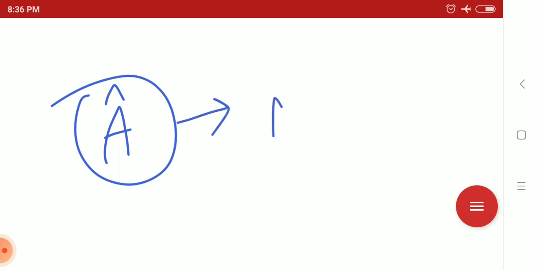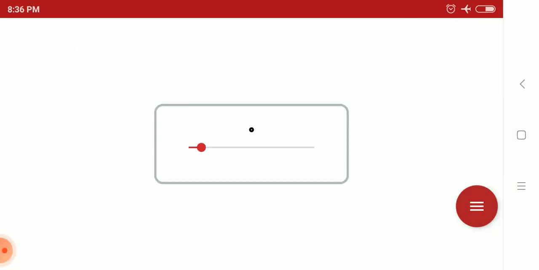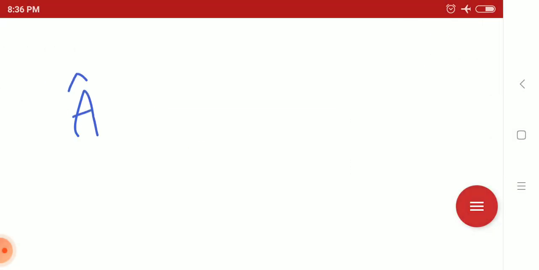Suppose A is an operator. How can we represent the operator in a matrix form? So what can we write? Suppose we have a linear operator, that is A. A is a linear operator. It can be written as the identity operator into A into the identity operator.